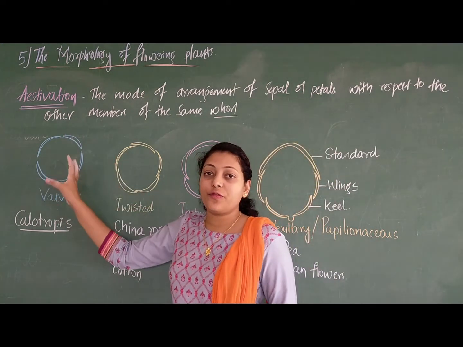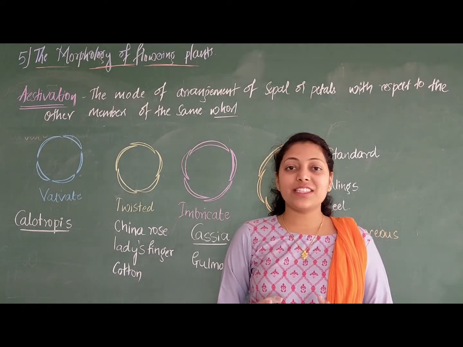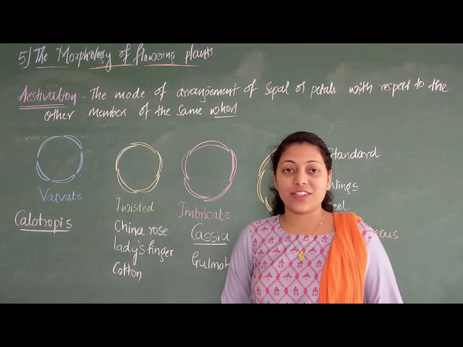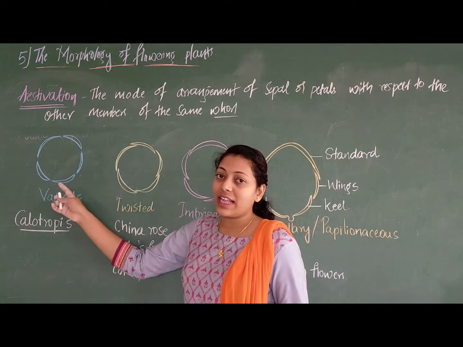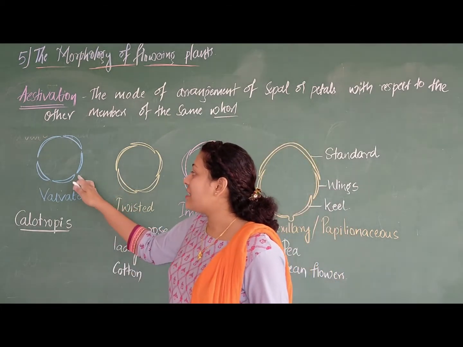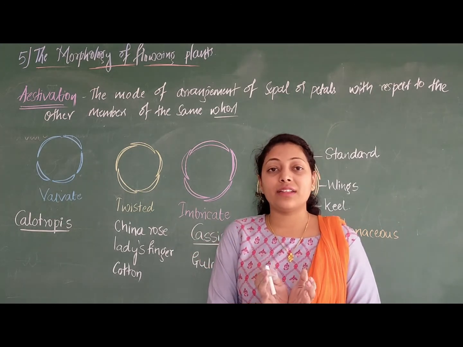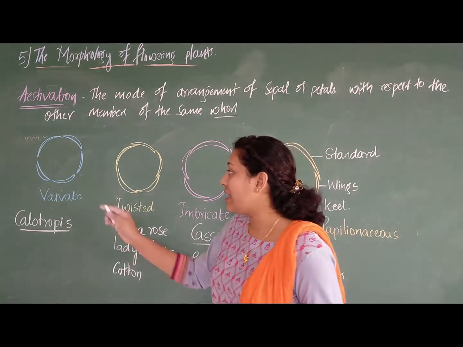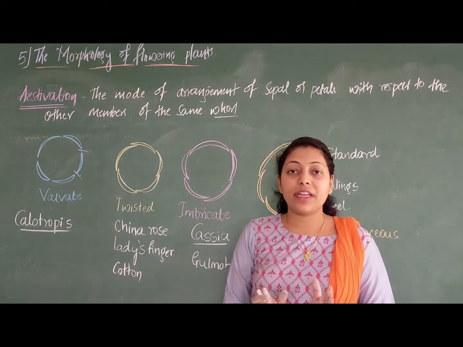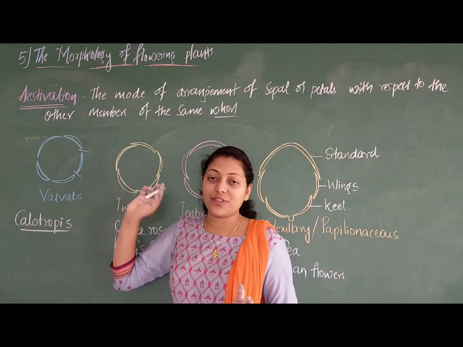Here we can take the first kind of aestivation, called valvate aestivation. It is quite simple, and you can understand it very well with the help of a diagram. This is a floral diagram which you can take for the sepals or petals. Here you can see that the margins of sepals and petals reach one another without overlapping. They just reach the margin of the other sepal or petal without overlapping, and this is called valvate aestivation.